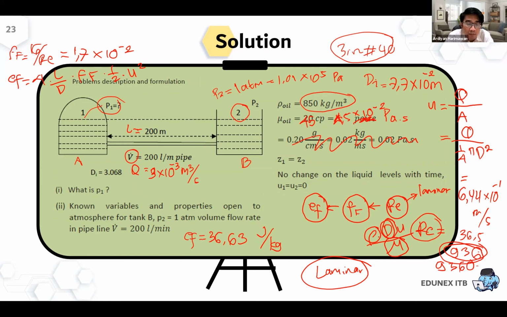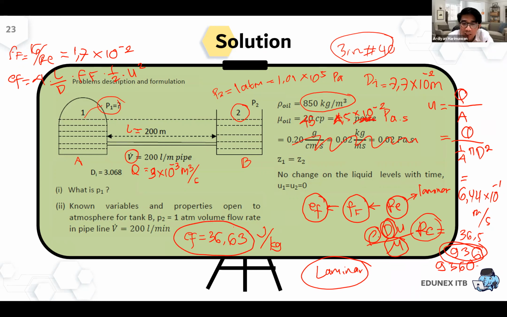Okay, anyone got the same value, 36.63? Or is there a different one? I got the same answer, sir. Okay, so I got confirmation about this number. Now you have found EF already.